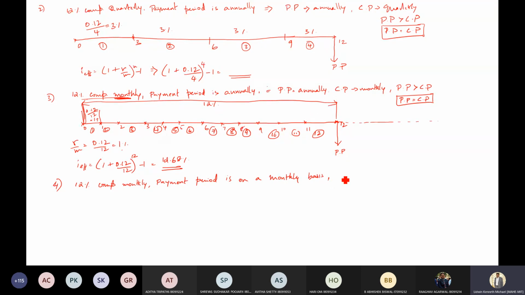Okay, your payment period is monthly. Compounding period is also monthly. So see, there are two ways to calculate this particular thing. Either you can go with I effective or R by M. So 1 plus 0.12, since it is 12% compounded monthly, by 12. You're making the first payment when?